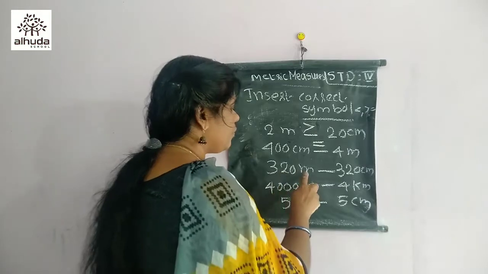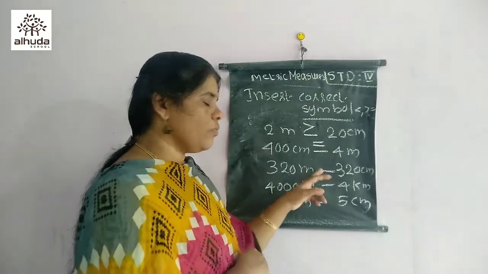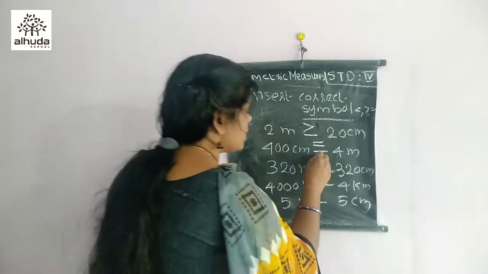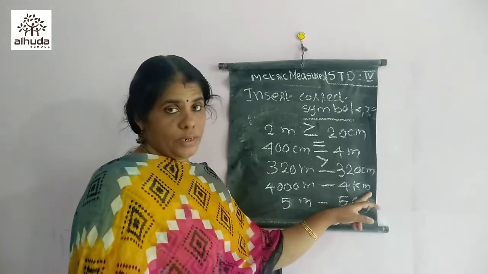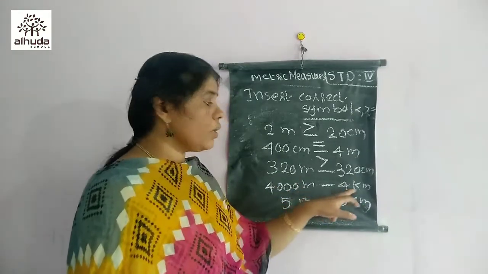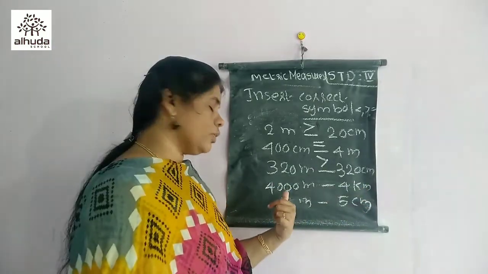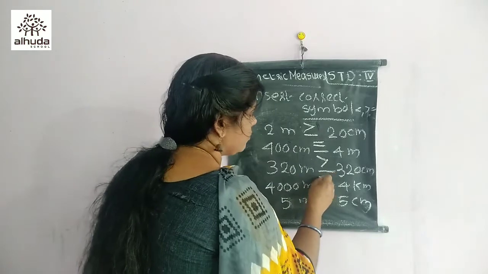Here 320 meter, 320 centimeter. So 320 meter is obviously greater than 320 centimeter. 4000 meter, 4 kilometer. 4 kilometer is equal to 4000 meters. So both sides are equal. So put the equal sign.